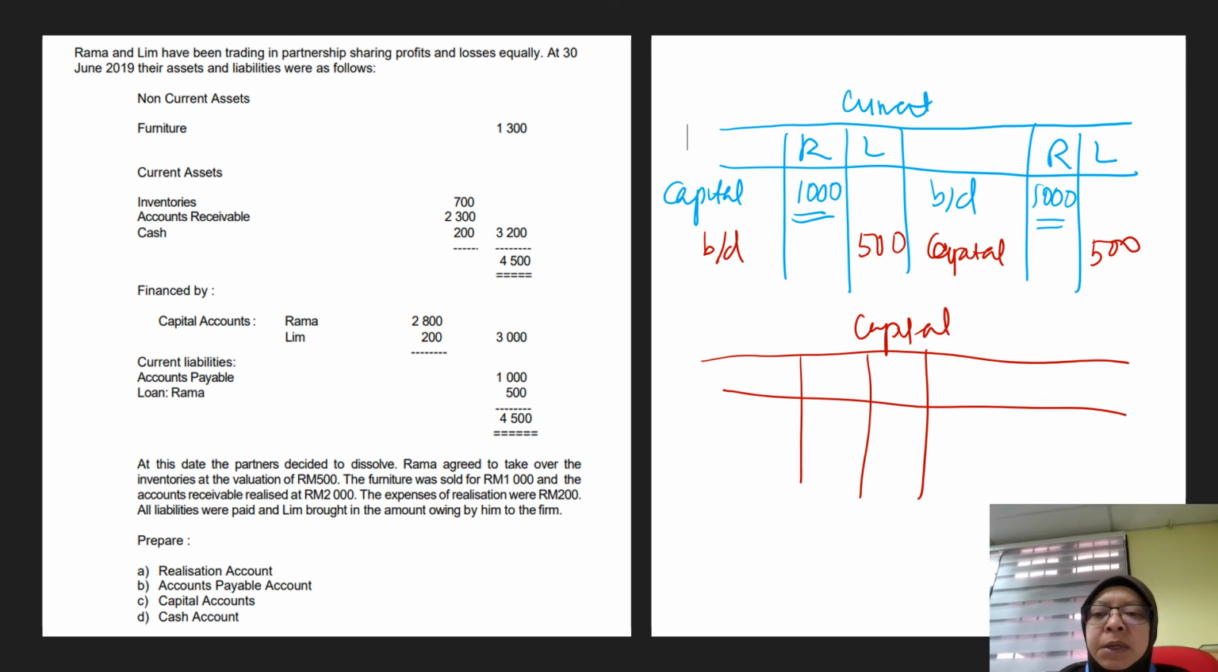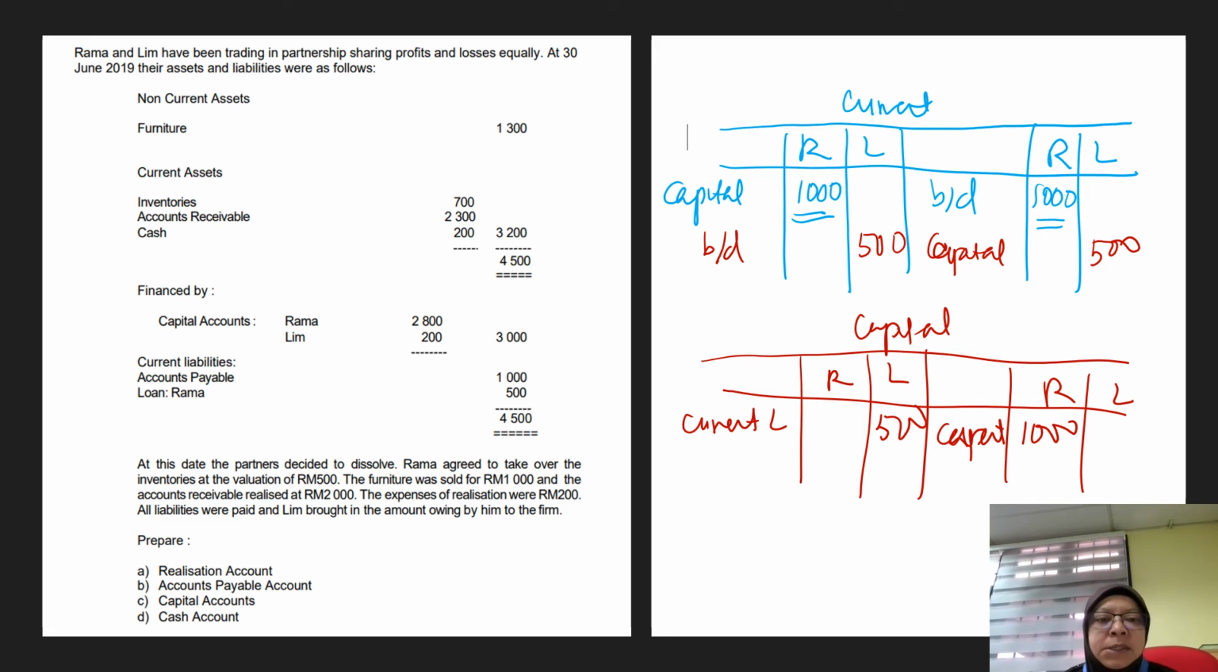Okay, suppose this is capital. So for Lim, you have on the debit side 500. But for Rama, it will be on the credit side. Okay, that is in step number 4. And when we have transferred all the figures, all the accounting entries starting from step 1 until step 3 and even in step 4, we expect that the balancing figure in the capital accounts will be on this side.